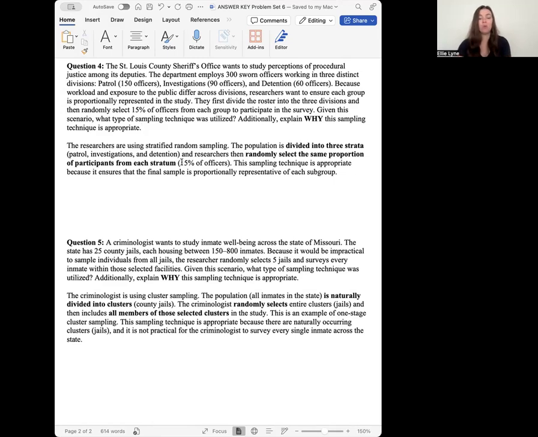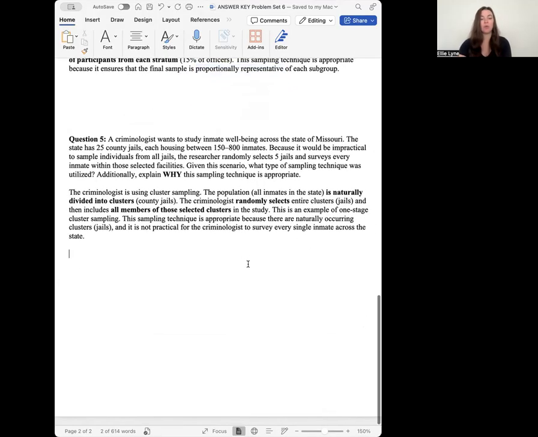And so in this case, even though we're taking an equal amount in terms of percentage, because patrol has a higher amount of officers, within our sampling subgroup that would be created, there would still be more patrol officers, even though it's still 15%. And detention officers would have the least amount of individuals still represented. But again, that's what was occurring in our natural population of 300 officers. So we still want to reflect that within our subgroup. Again, proportionately representative is your key term here for stratified random sampling.